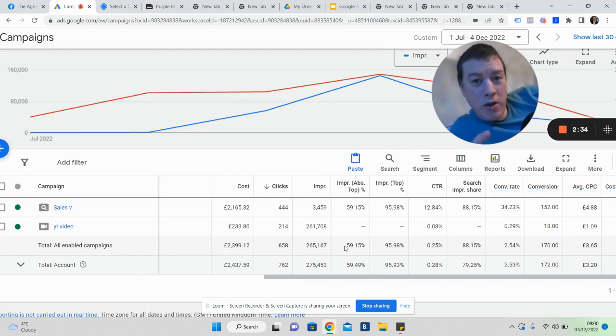As you can see, I've brought you into my Google ad account, and above my head you'll see some dates: the 1st of July to the 4th of December, which is the morning of today. Looking at it at a very, very high level, we've got a search campaign, we've got sales, which is the microscope, and then we've got the YouTube ad. I've had to take out all the names, so I'm not going to show you the ad, which is what most people want to see.